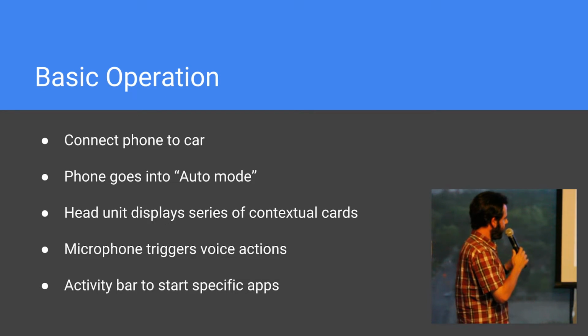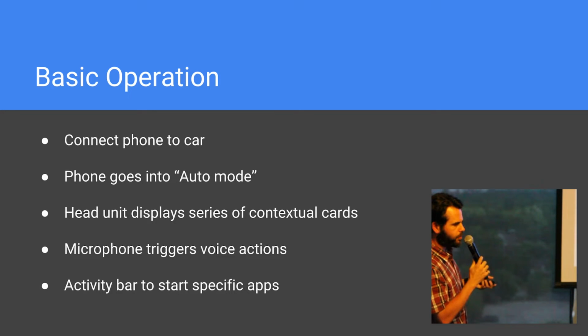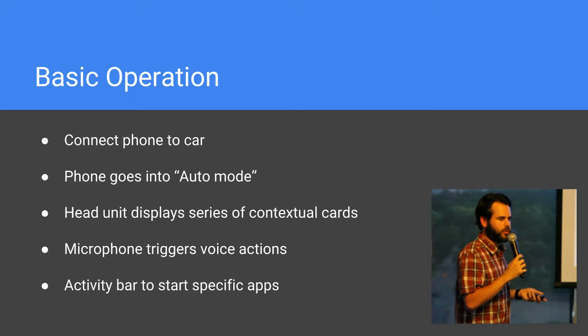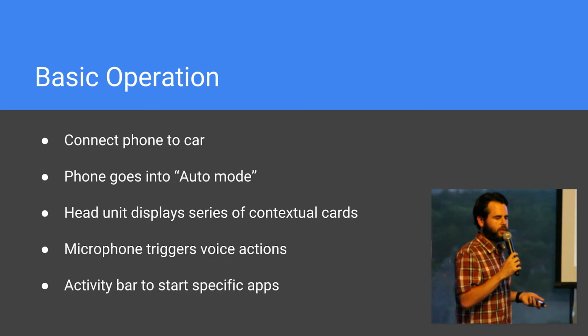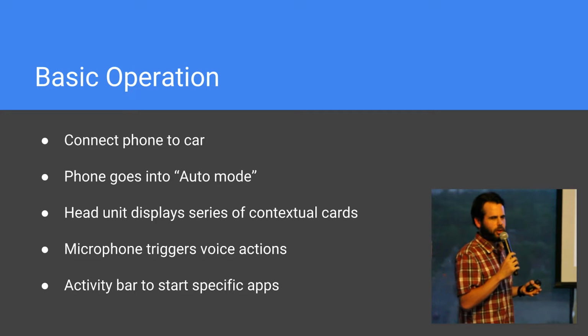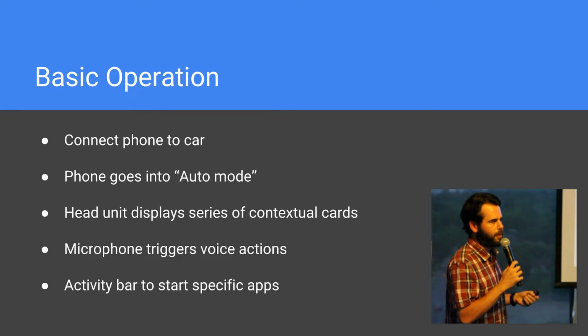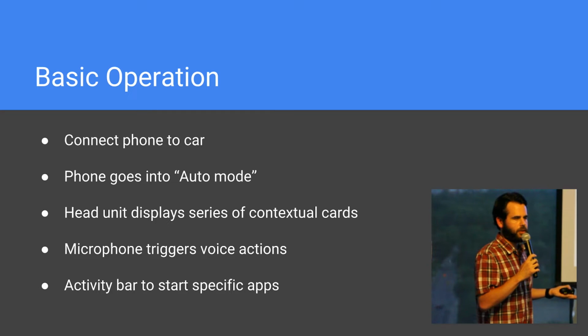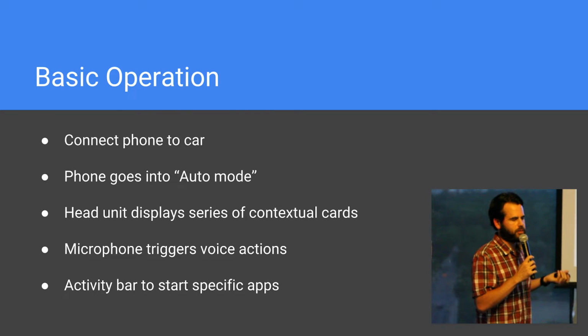I've gone over some of this already, but the basic operation is you connect your phone to the car, and the phone goes into auto mode where you can't really do much with it. The head unit displays a series of cards that gives you information that you're going to need. Most of the interaction with Android Auto is done through voice actions. On the screen there's a little microphone button in the corner which you press and then you say whatever you're looking for, like navigate to home or send a message, whatever.